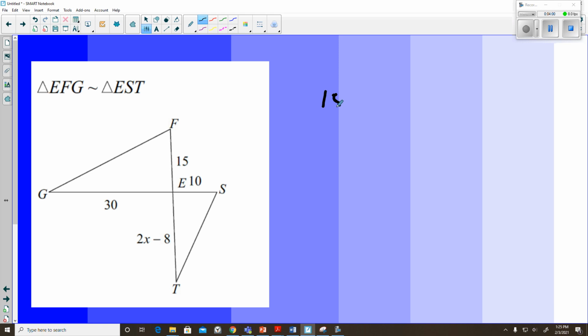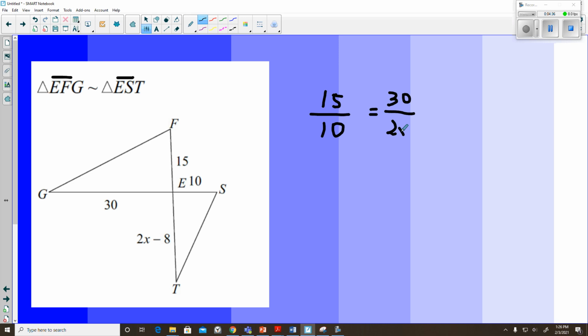I started with 15, which goes with FE. FE up here goes with ES because they're in the same location. ES on this other triangle is 10, so we put 10. If I set that equal to something, I have to set it equal to 30, because 30 is my other piece of information from the first triangle I picked from. Whatever triangle is on the top has to be the same triangle on the top on the other side. That means 2x minus 8 goes on the bottom.